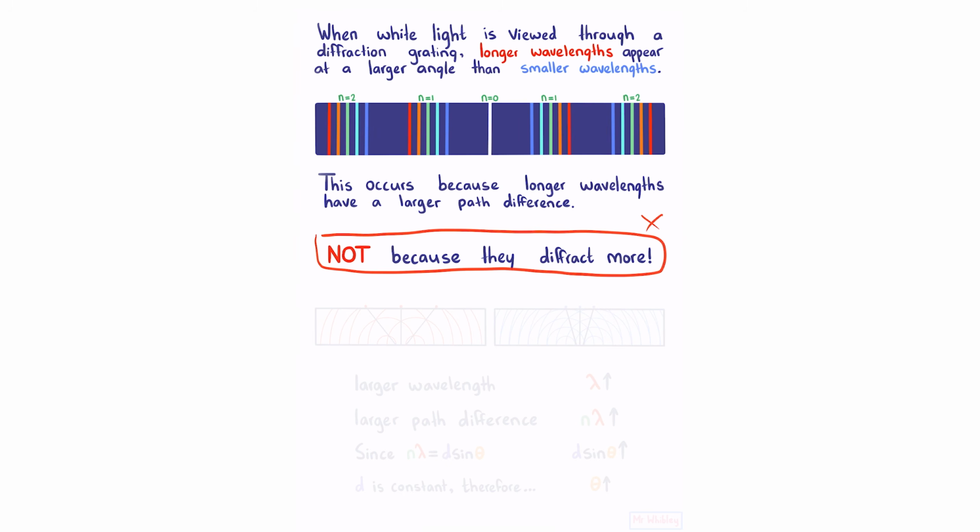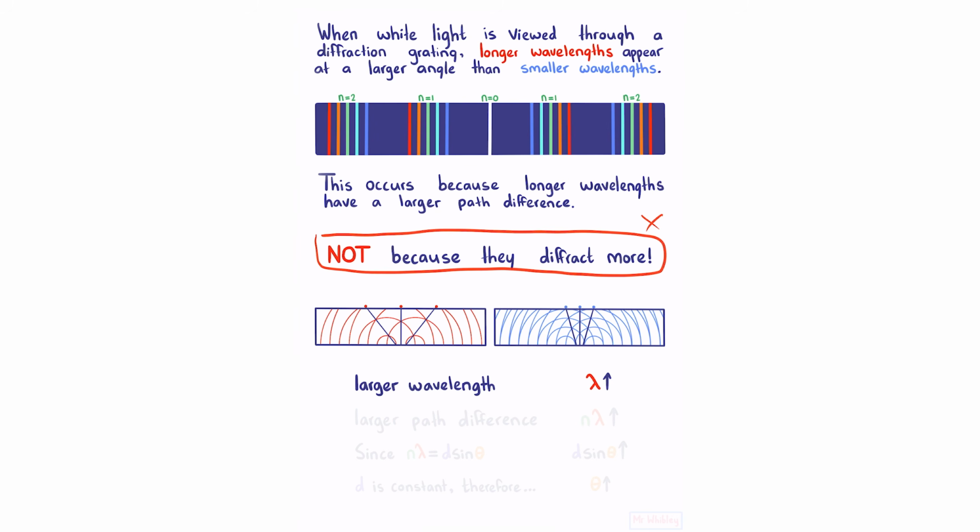And so to recap our actual explanation, when we have a larger wavelength, that means that our path difference n lambda must be larger, and since n lambda is d sine theta, if n lambda is larger then d sine theta is larger, and if d is constant, which it almost always is, then our angle must increase, as we see it does here.